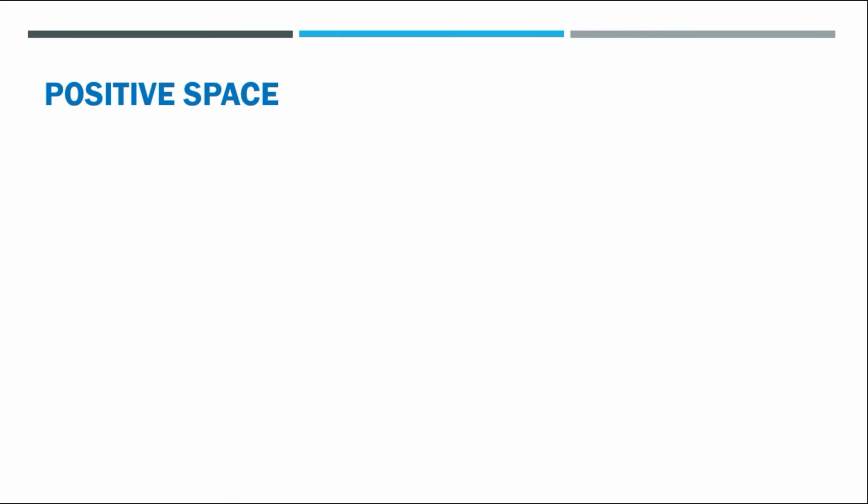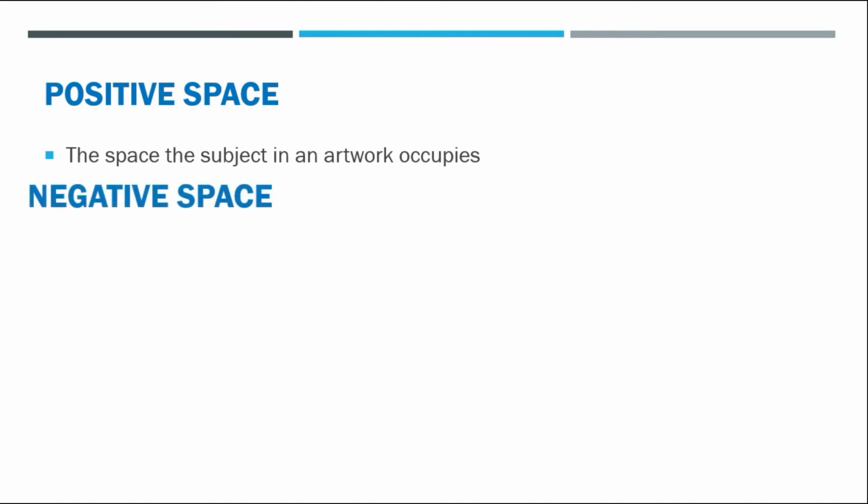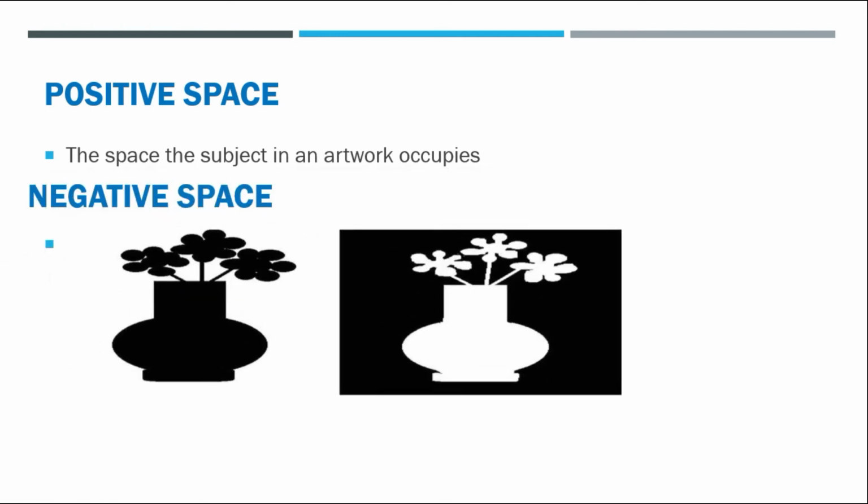Another thing to keep in mind is that there is positive and negative space. So we have positive space. Positive space, the space the subject in an artwork occupies. Negative space, the space around the positive space. Here is the example.